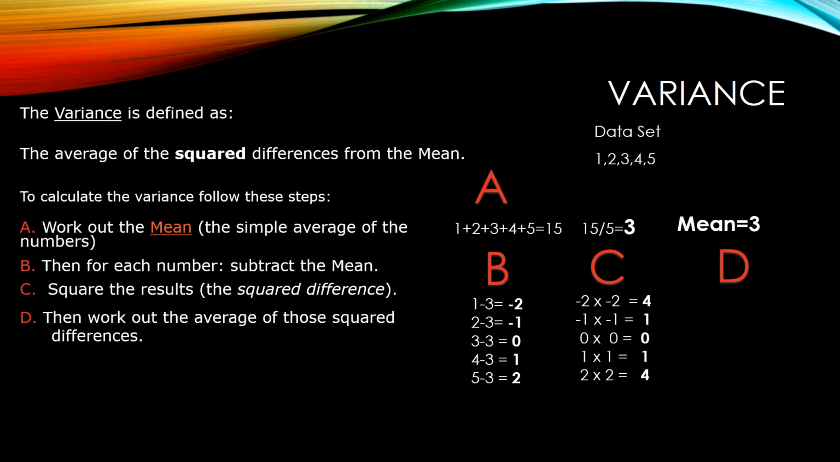Step D is then to take those results, those squared differences, and find the average. So once again, finding an average, not difficult. We're going to add them all up. 4 plus 1 plus 0 plus 1 plus 4, we get 10. Divided by 5, we get 2. Alright, so our variance is 2. We're going to use this number to figure out standard deviation next.